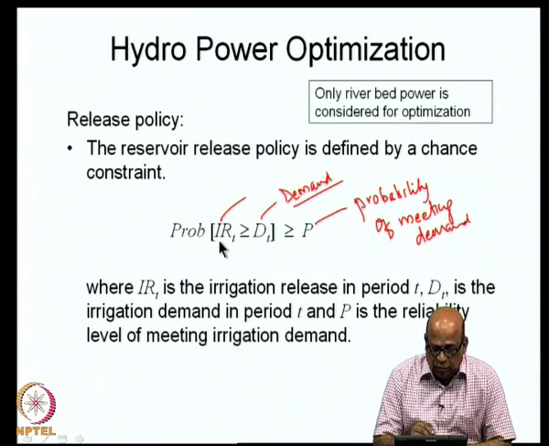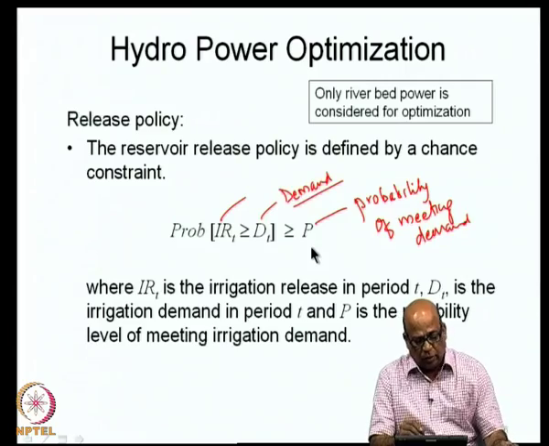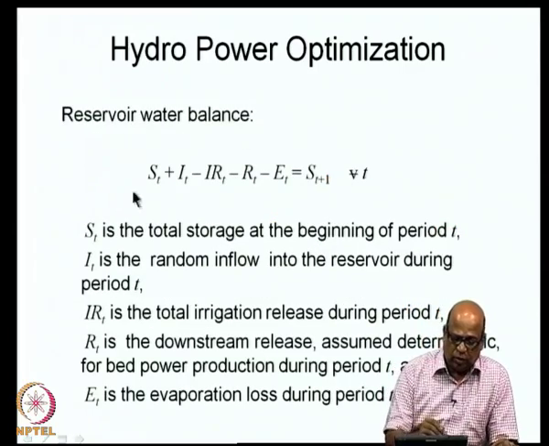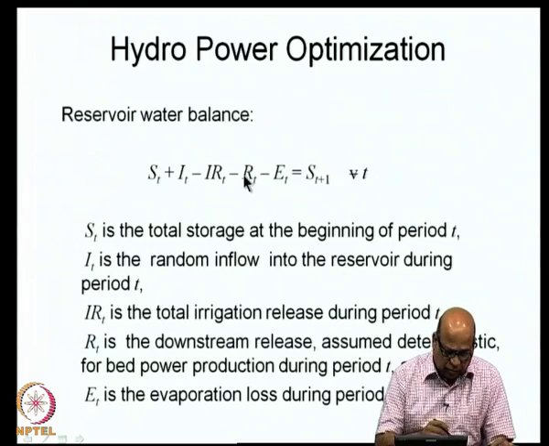We are going to make decisions on IRT. This is specified and this demand pattern is known. So, for every time period T, you know the irrigation demands. Now, this is a chance constraint, and we have the reservoir continuity: ST, which is the storage at the beginning of the time period T, plus IT, which is the inflow during the time period T, minus IRT, which is the irrigation release, minus RT, which is the power release.